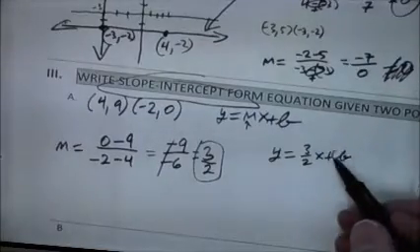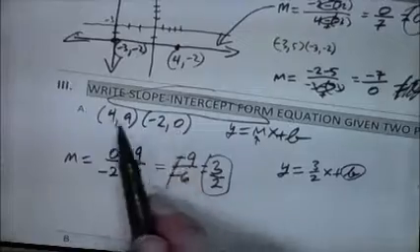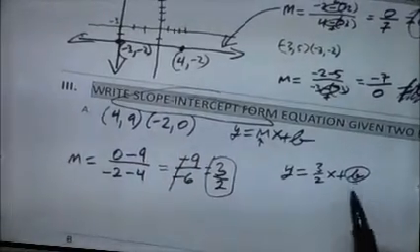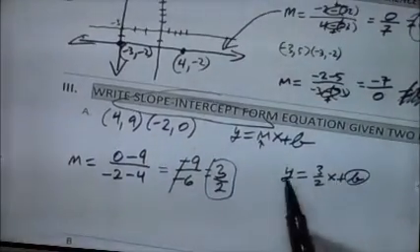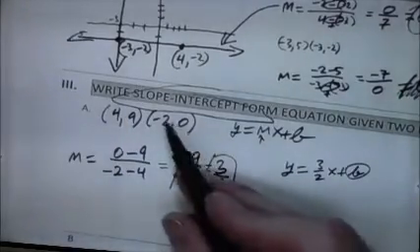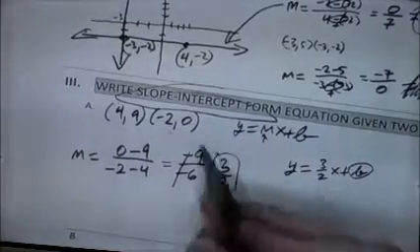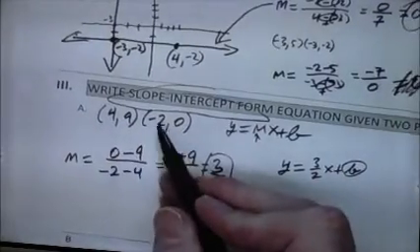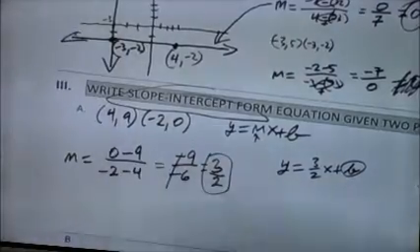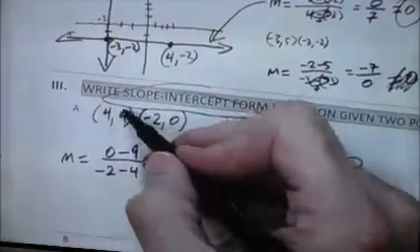Now, we need to find the b. And that's where you can pick either one of these two points to go in here as the y and the x. So I can put 4 and 9, with 9 here and 4 here, or I can use the negative 2, 0, with 0 here and negative 2 here. I'm going to use, 0 seems easy, but it's more normal that we'd have one that doesn't have a 0, so I'm going to use 4 and 9.